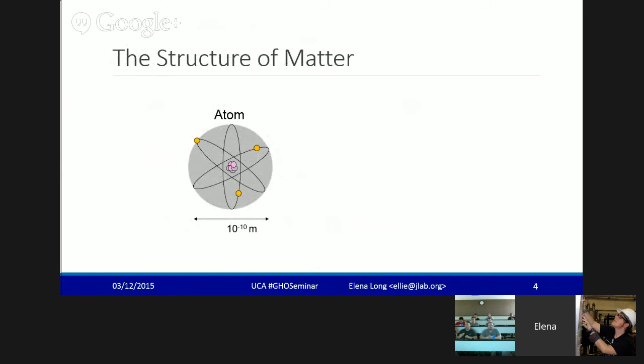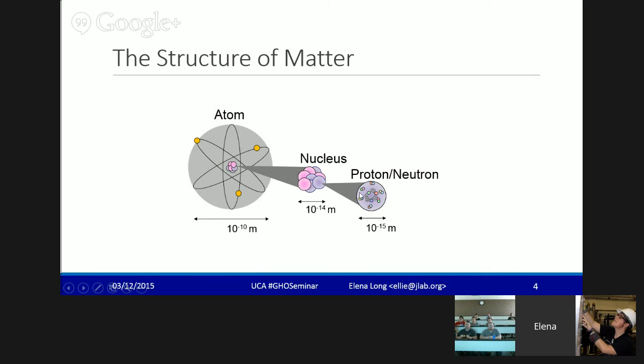So we start with the structure of matter. We'll start talking in the order of atoms, which are roughly an angstrom, 10 to the minus 10th meter in size. And they have electrons going around the outside and protons and neutrons on the inside. If we zoom in on just the nucleus, this is where I find things starting to get interesting. These are on the order of 10 to the minus 14th meters. And then if we go into individual protons and neutrons, we're down to a femtometer, 10 to the minus 15th.